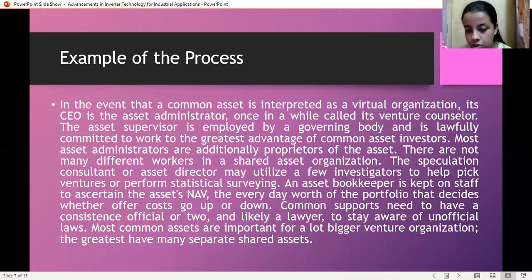The investment adviser or fund manager may utilize a free expert to help fix investments or perform market research. Okay. A fund accountant is kept on staff to calculate the fund's NAV, net asset value, which is the everyday worth of the portfolio that decides whether share prices go up or down. Funds need to have a compliance officer or two, and most likely a lawyer to stay up to date with regulatory laws.